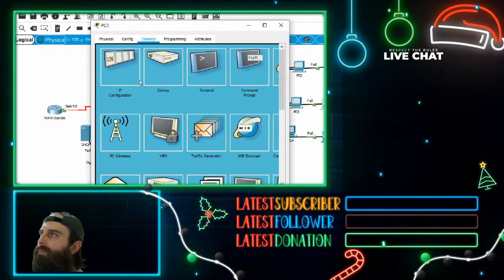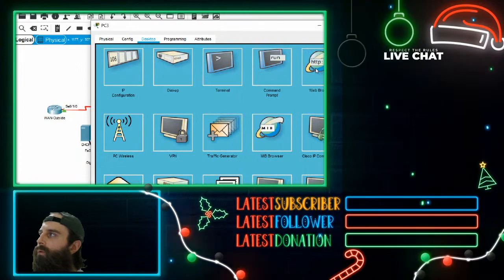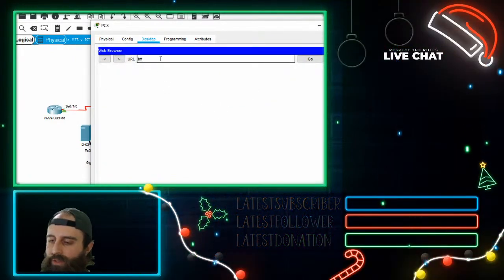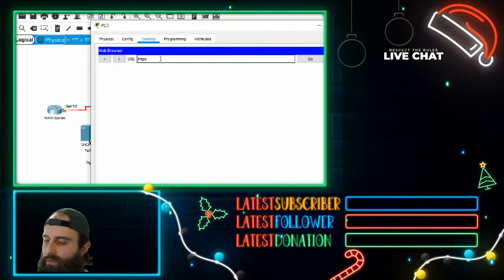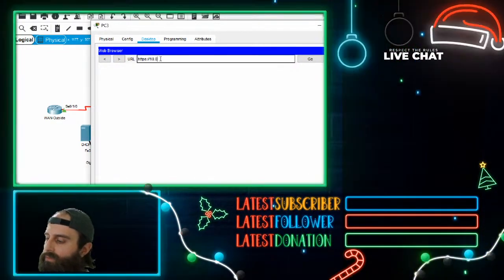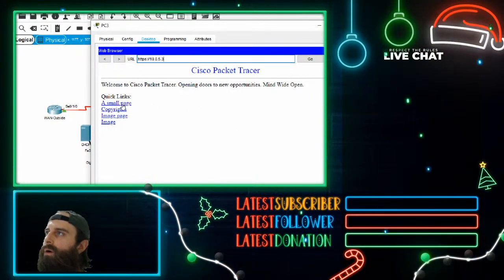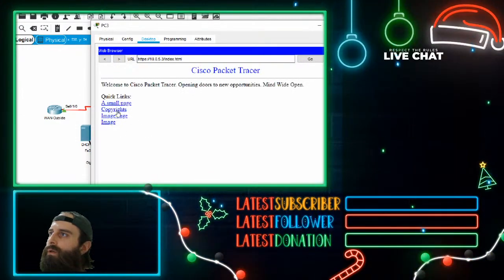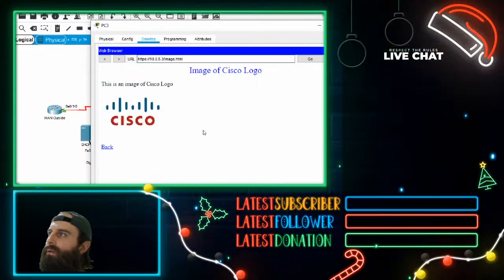Go to desktop. Go to web browser. Put in HTTPS slash slash 10.0.5.3, and look at that. All right, so we got connections. Hello world. Got some of this cool stuff. Got an image. Cisco.